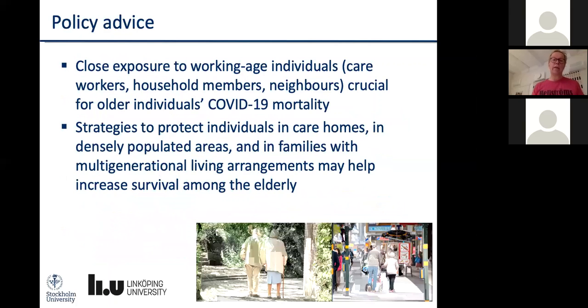And then, of course, this can be translated into clear policy advice. If you want to protect the elderly, you have to protect them from working-age individuals who work in care homes and bring in the virus, and also from other household members who are more mobile in the city. And also, of course, if you live in a very densely populated area.